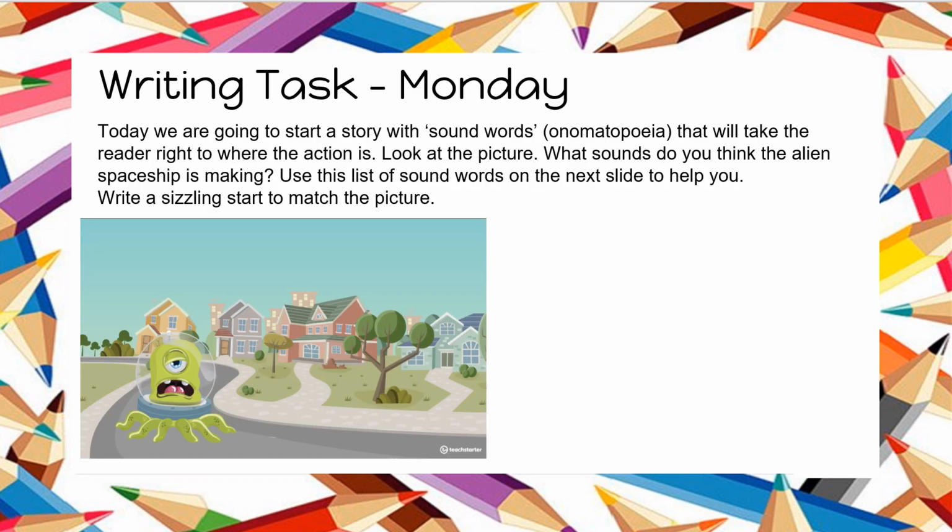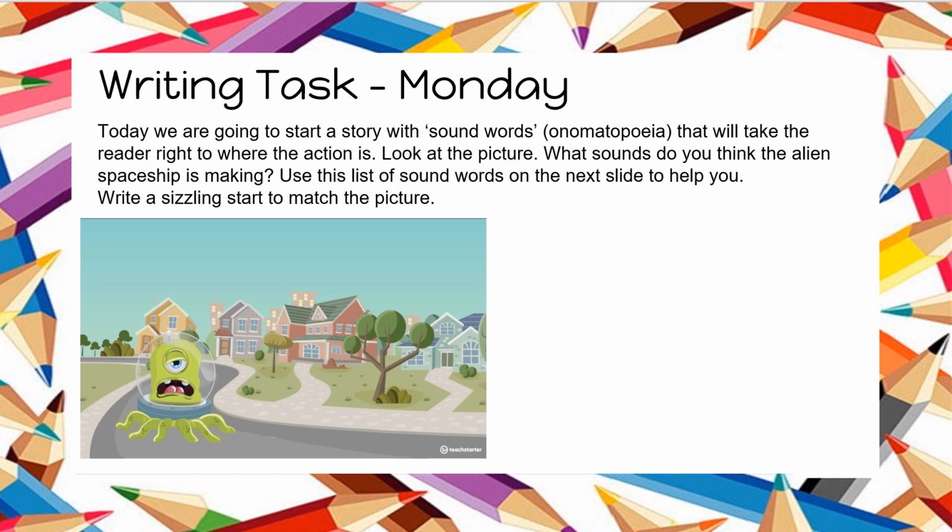So your writing task today, boys and girls, today we're going to start a story with sound words. You're going to use that onomatopoeia that we were learning about last week. And that will take the reader right to where the action is. Look at this picture. What sounds do you think the alien spaceship is making? On the next slide, I've got a list of a whole lot of sound words that you can use to help you. Then I just want you to write the sizzling start. You don't have to write the whole story, just the beginning.